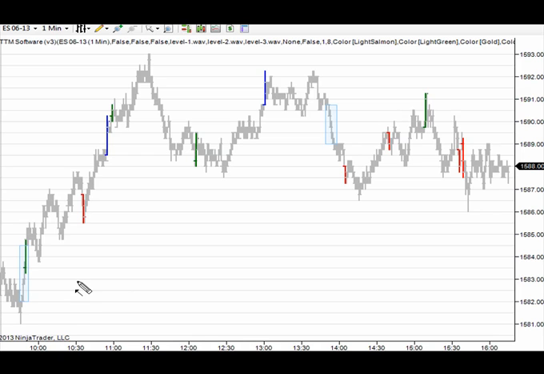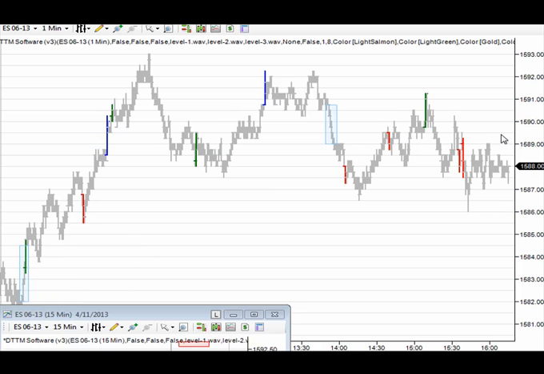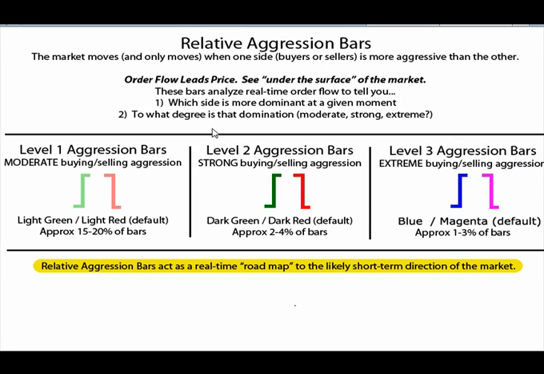But what we like to do is, especially with the first structure of the day and especially level 3 bars, let me give you a little background on that. The idea with these relative aggression bars is that we're trying to look under the surface of the market at the order flow, and not just look at raw data, but really make sense of it, because the market really only moves when one side, buyers or sellers, is more aggressive than the other. So if you can tell in real time, number one, which side is more aggressive at a given time, and number two, to what degree that aggression is happening. Is it moderate? Is it strong? Is it extreme? And you can see that in real time.